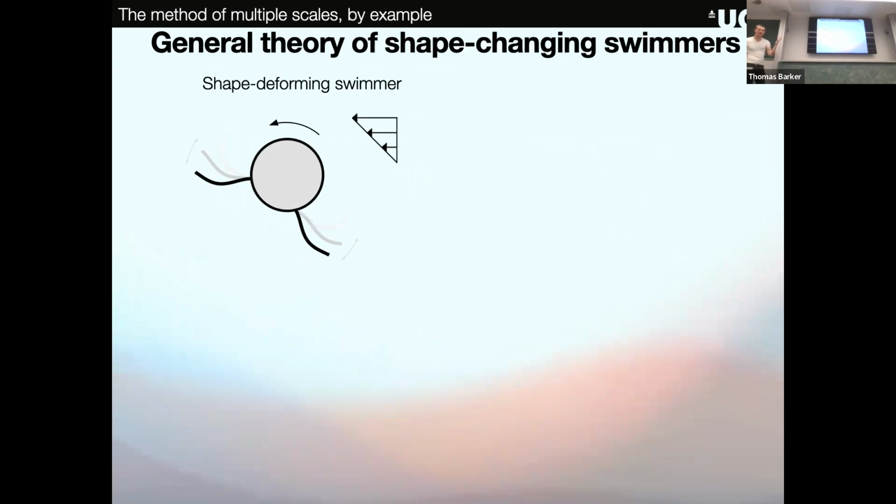The important bit is that it looked like a Jeffreys orbit. But why did it look like a Jeffreys orbit? That's quite unreasonable. This is a complicated swimmer that looks nothing like a spheroid. It's got this thin tail, it's flicking backwards.